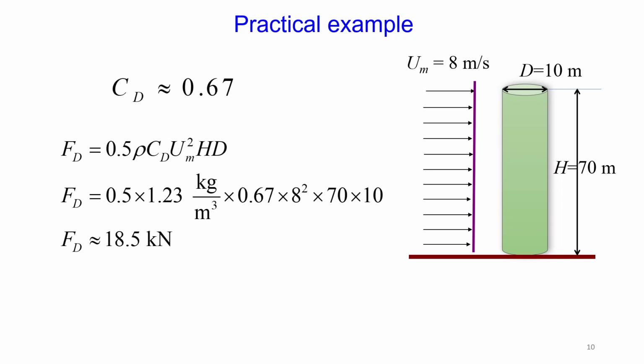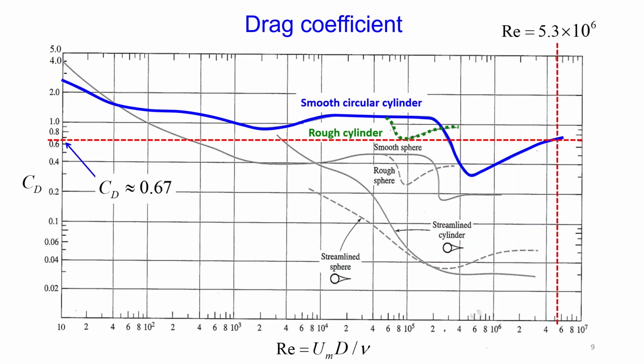And now a question for you: how can the total drag force be reduced? Assume your dominant wind velocity is 8 meters per second in this area. What can you do to reduce your total drag force? I will give you a hint. Look again at the diagram. So this is my diagram.